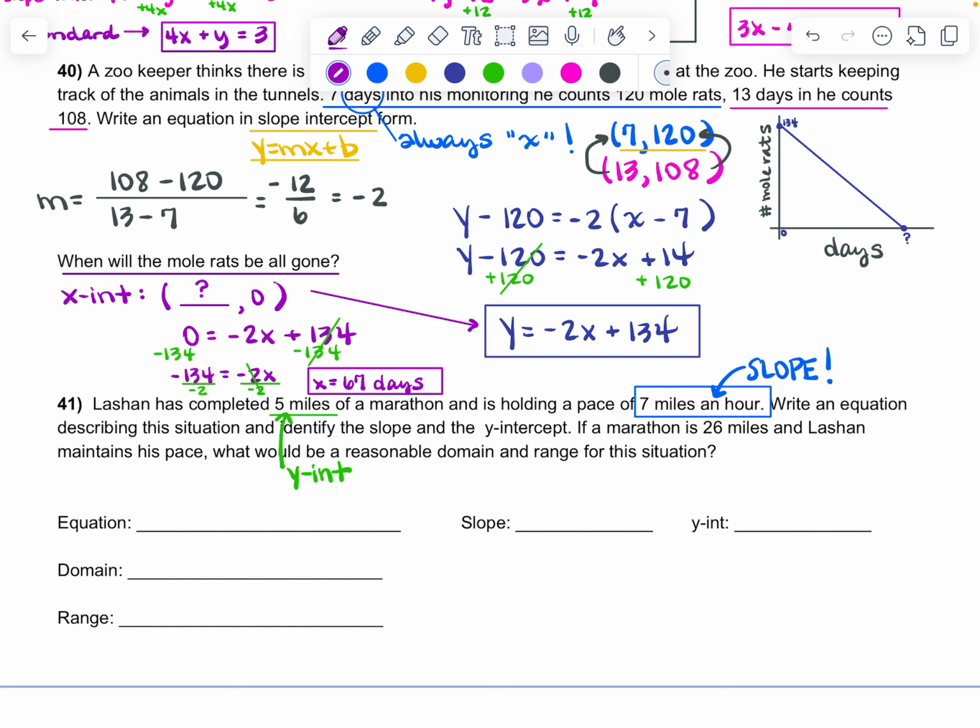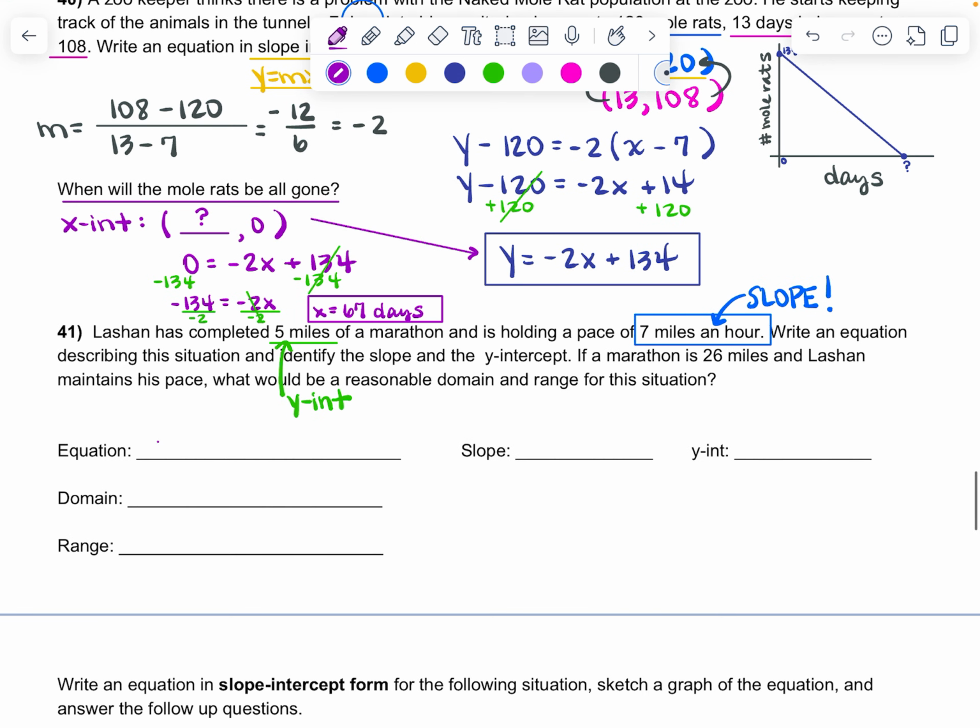Which means our equation is y equals, our slope is 7, so 7x plus 5. All right, so of course the slope is 7 or 7 over 1, either way. And our y-intercept is 0, 5.